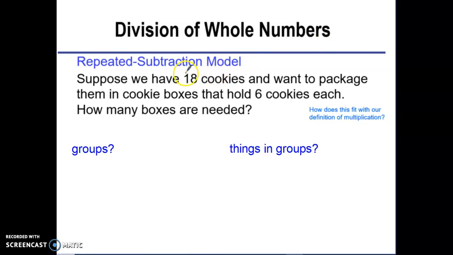Okay, so look at this one. Again, I'm going to have 18 cookies. I'm going to have that same total number of cookies. And I want to package them in cookie boxes that hold 6 cookies each. How many boxes are needed?